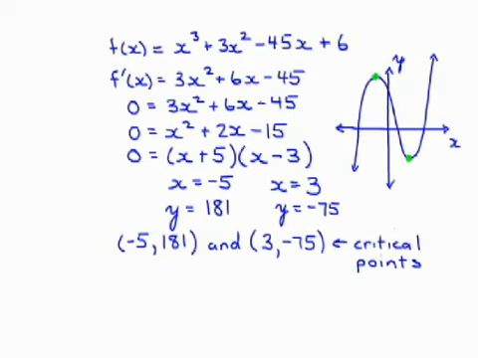What I've done with the green marker is I've highlighted where our critical points are. The first critical point is at negative 5, 181, and the other critical point is at 3, negative 75. What you'll notice by looking at this graph is that neither one of these represent an absolute maxima or absolute minimum. However, negative 5, 181 represents a local maximum, and the critical point 3, negative 75 represents a local minimum.